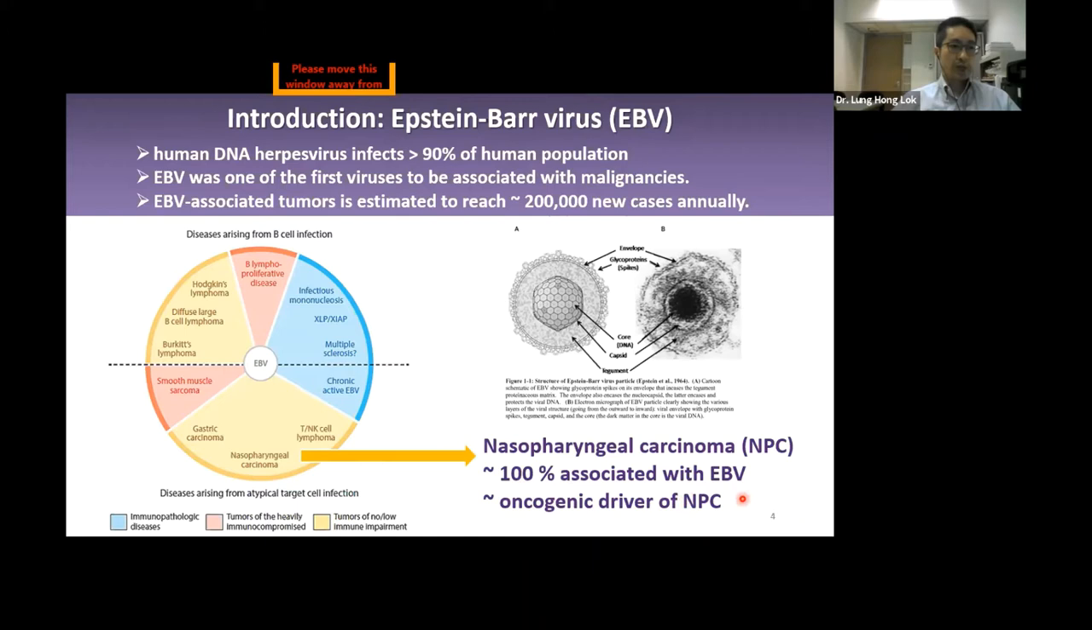Oh, I forgot. This is a picture of an EBV viral particle. It looks like a typical virus which contains an envelope with adhesion molecules, and there's a capsid which contains the DNA material inside. So it's a very typical structure of a virus.